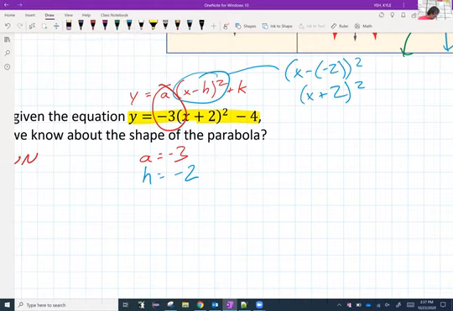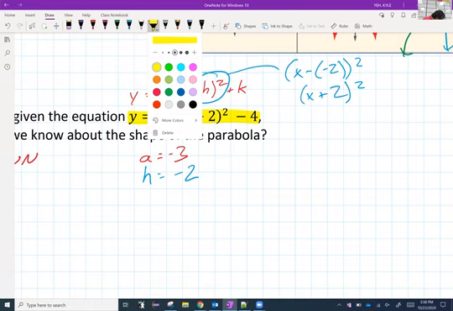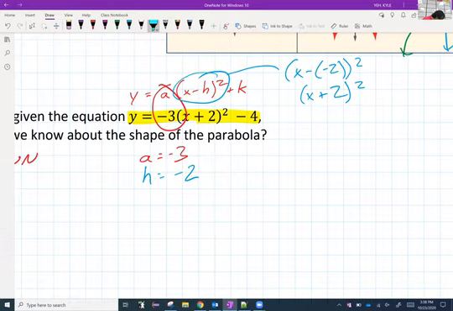How I like to think of it, though, is my h value is whatever I need to plug in to make the squared part 0. So I'm just looking at the squared part, and it's x plus 2. And so what should I plug in to make it 0? I should plug in a -2. That's my h. The k value is just whatever we see on the outside.